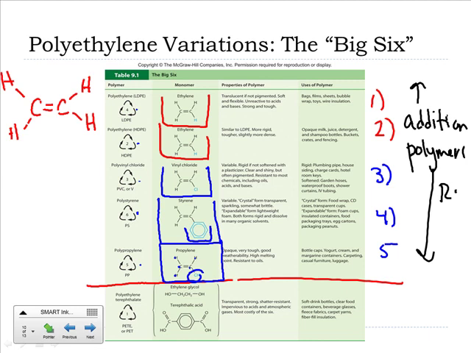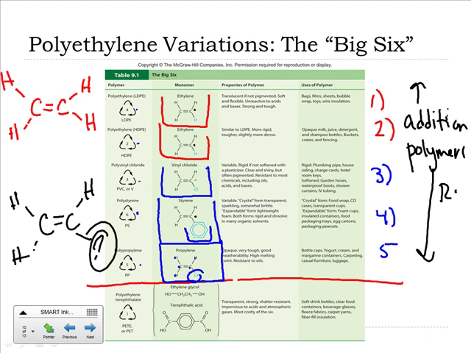They're all addition polymers. I want you to be able to recognize whether a monomer is an addition polymer or not. And the way you can tell that it's an addition polymer is by looking for that nice double bond in the middle of the molecule. If you see carbon, double bond carbon, H, H, H, something, that's how you're going to know it's an addition polymer. I want you to be able to recognize that.